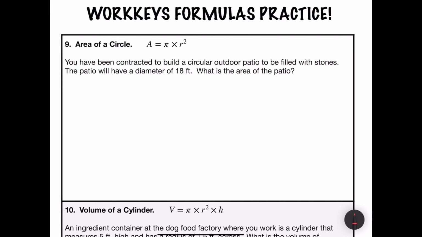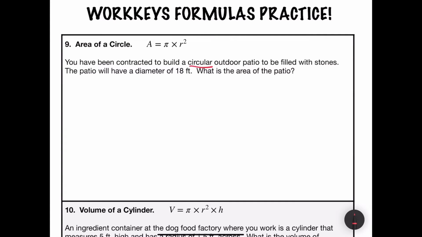Number 9 is the area of a circle. The formula says area is equal to pi times the radius squared. This problem, you have been contracted to build a circular outdoor patio to be filled with stones. The patio will have a diameter of 18 feet. What is the area of the patio?